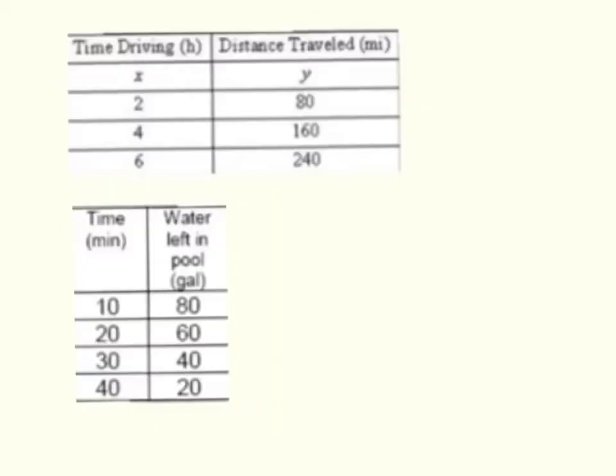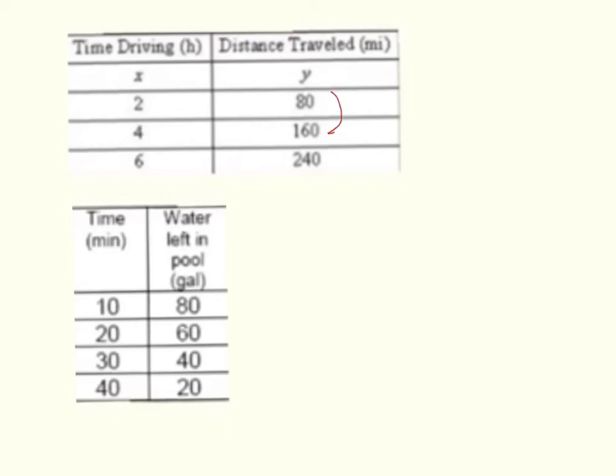All right, for these last two problems here, what we want to do is figure out if the rate of change, or in other words, the slope of these tables is the same. Okay, so what we want to do is find the change in the y values, so that's what would go on top, and see if the change in the x values is the same. So there's different steps you have to do.